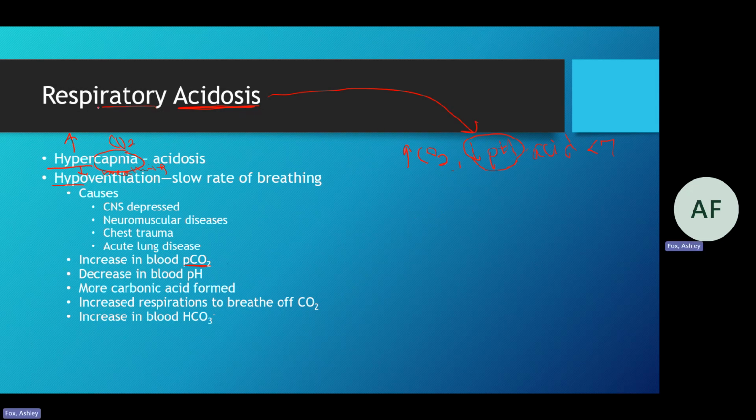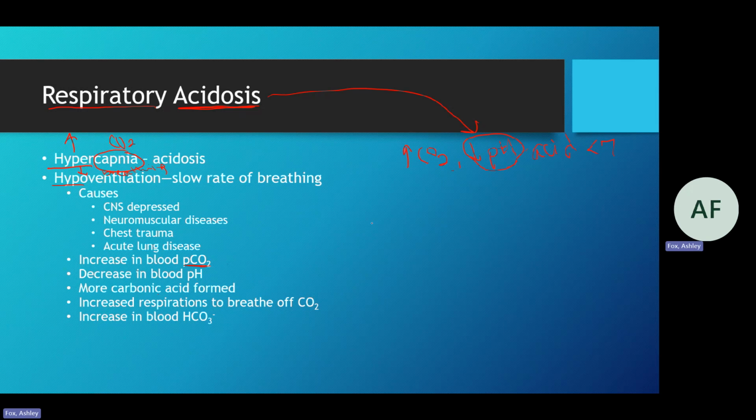Why do we say respiratory? It's because you're not breathing fast enough. You have a slow rate of breathing. So it can come about because of multiple different reasons. If you have central nervous system depression for many reasons, neuromuscular diseases where your diaphragm and your intercostal muscles aren't working or innervated as much, chest trauma, or some sort of lung disease that happens acutely. Then you're going to have this respiratory acidosis.